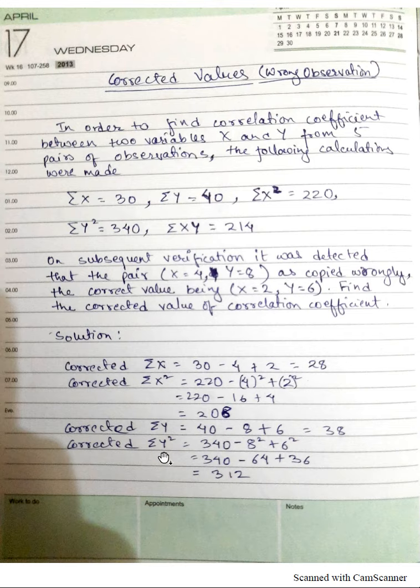And what will the corrected summation y square be? Summation y square is given as 340 minus the square of the wrong value, that is 8 square, plus the square of the correct value, that is 6 square. That will be equal to 340 minus 64 plus 36, which is equal to 312.